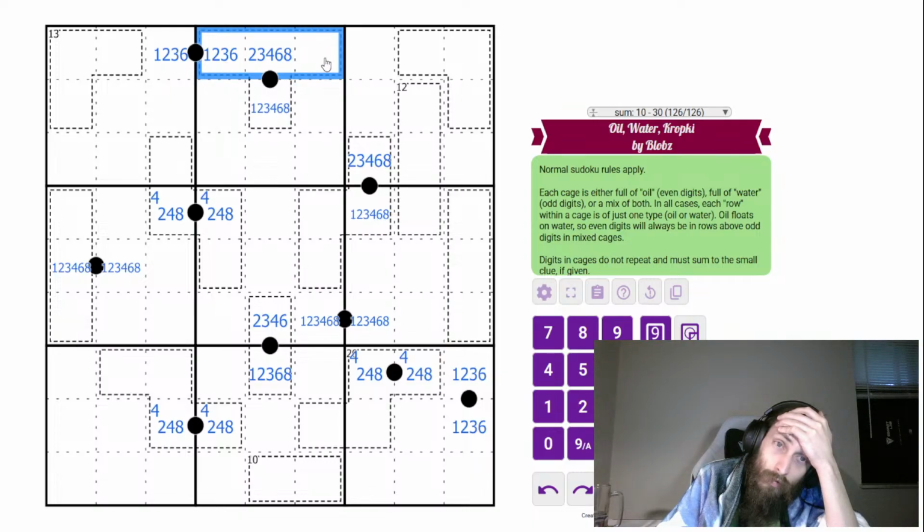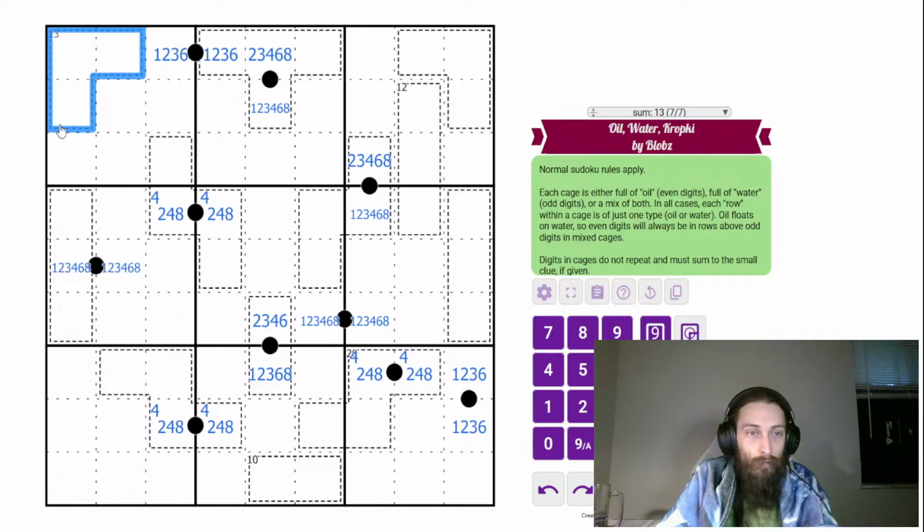Now, the 13 cage, since it's a 3 cell, no matter what, that bottom one is going to be odd. Yeah, that's true.